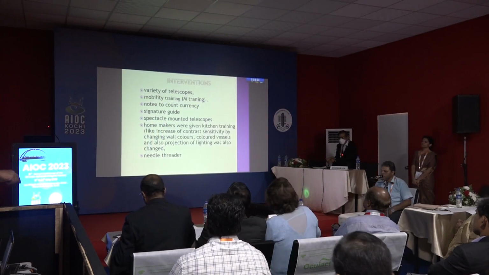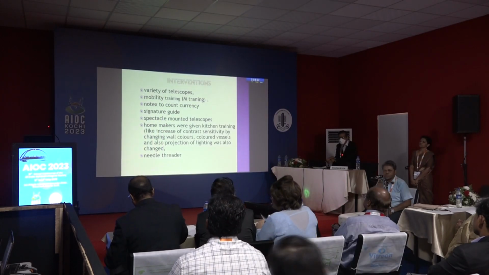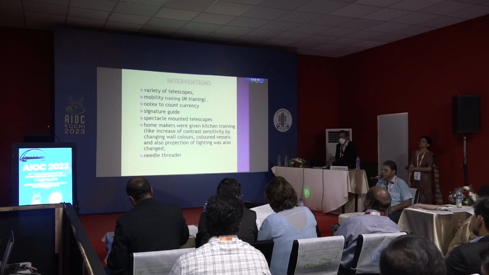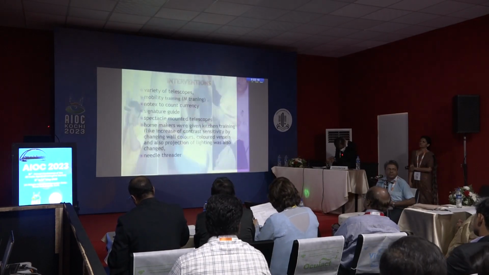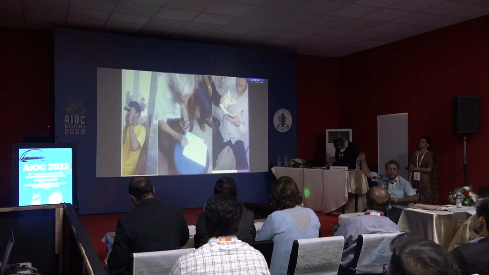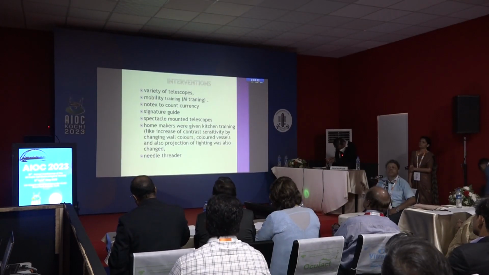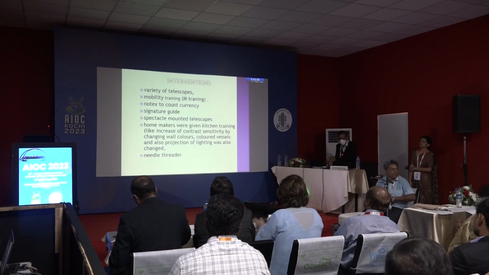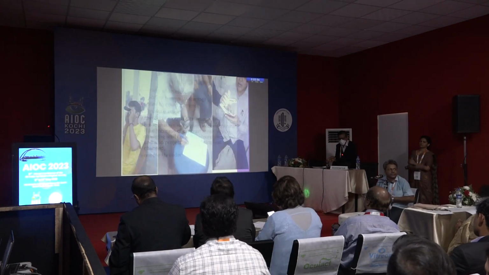Now the intervention I use is telescopes, a variety of telescopes. There was mobility training, like M training. Means you have to make a big M, rotate your neck, so that you can see the periphery. Second thing, there was a signature guide to help in making a signature.